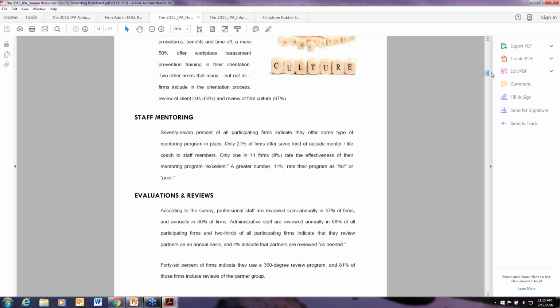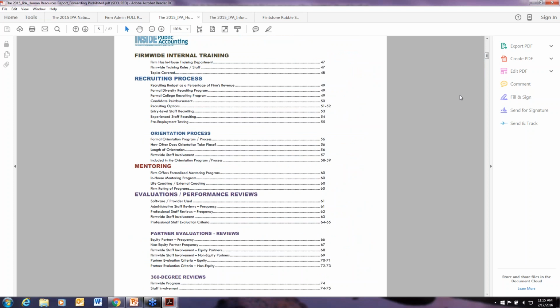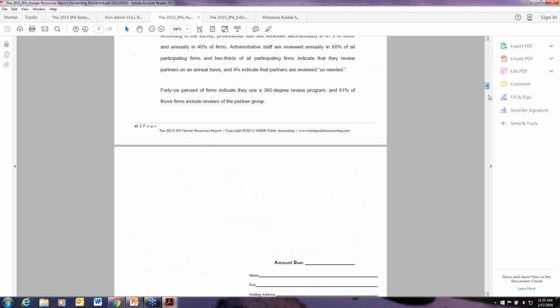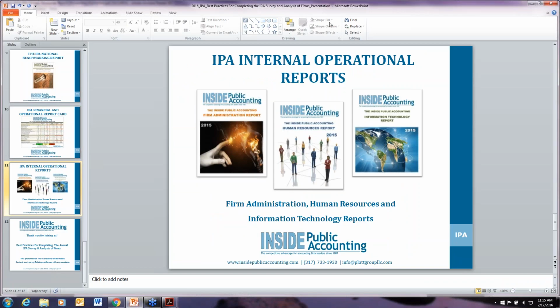For the 2015 survey, you'll see a pretty comprehensive table of contents of what is included in the survey form itself. And like the national benchmarking report, we've broken it off into a number of tables with the same firm size and regional information. So some great information available for you in the firm administration, human resources, and information technology reports.